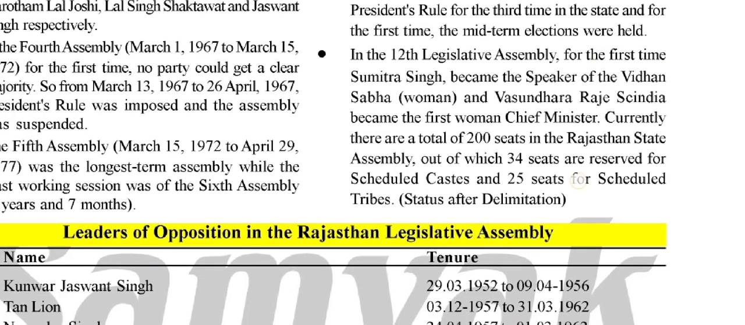In the 12th Legislative Assembly, for the first time, Sumitra Singh became the Speaker of Vidhan Sabha and Vasundhara Raje Scindia became the first woman Chief Minister. Currently, there are a total of 200 seats in Rajasthan State Assembly, out of which 34 seats are reserved for scheduled castes and 25 seats for scheduled tribes. Status after delimitation.